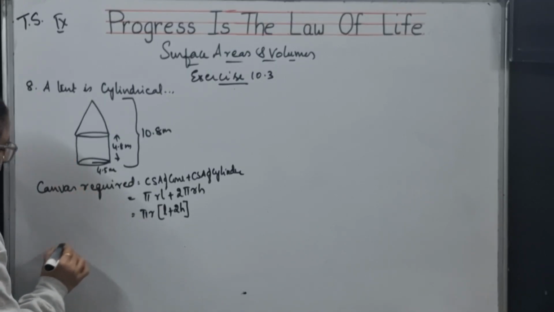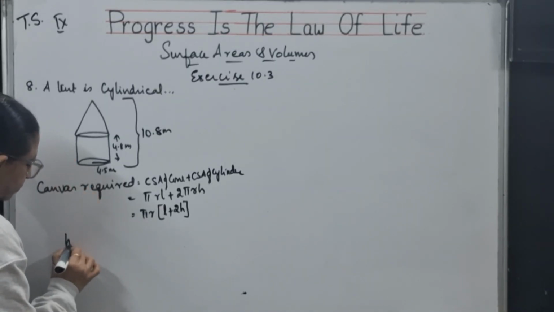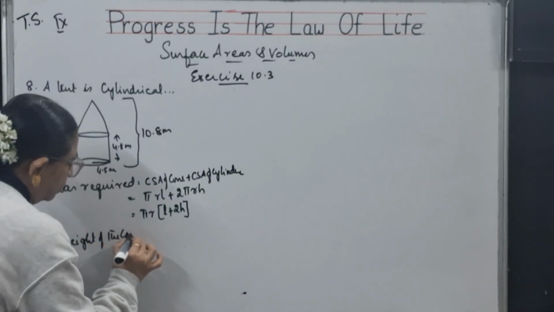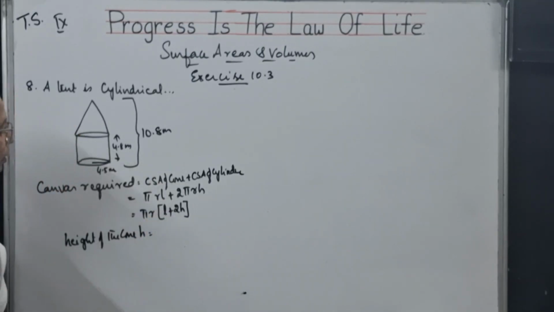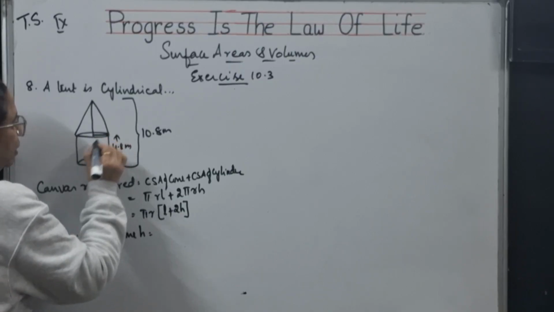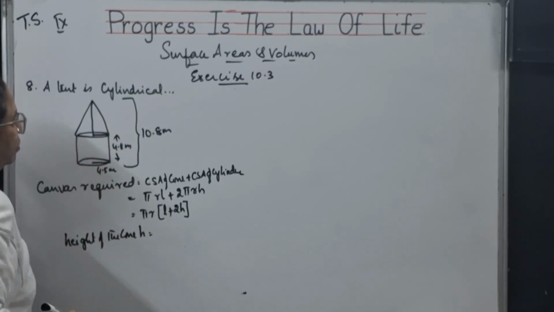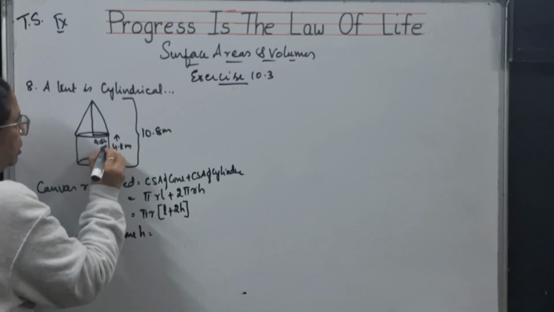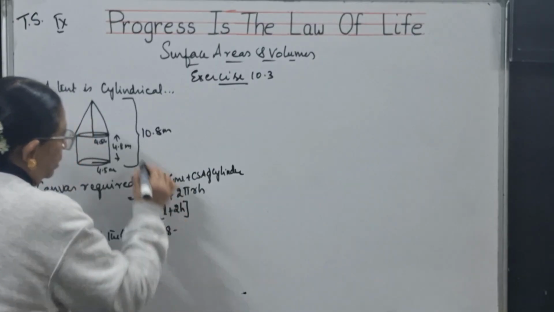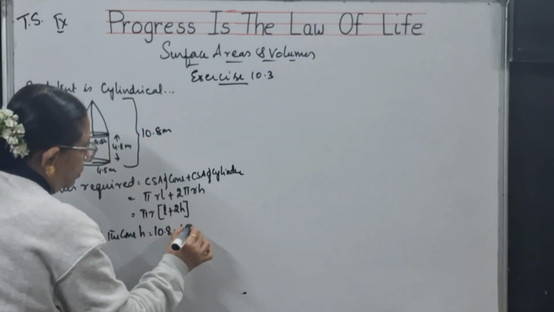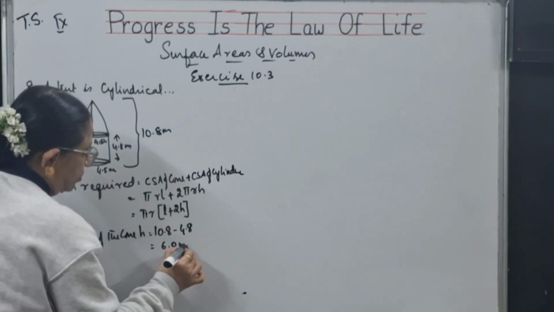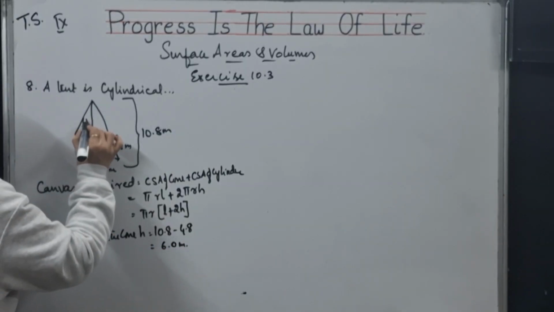So in this, what is the height of the cone? Height of the cone h is equal to, see children, this one is the height of the cone. This is the radius. Of course, the radius is the same for both of them, that is 4.5 meters. And you want the height. How will you find it? From the total height 10.8, if you subtract 4.8, how much are you getting? 6 meters. 6 meters is the height.